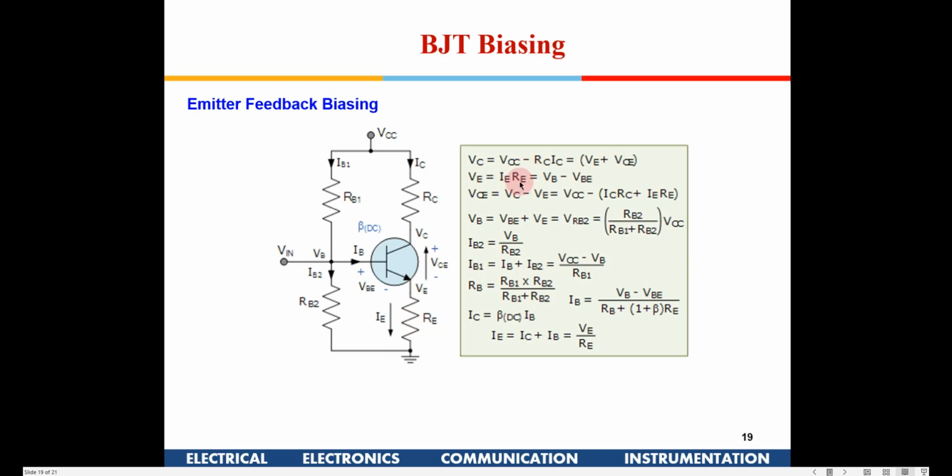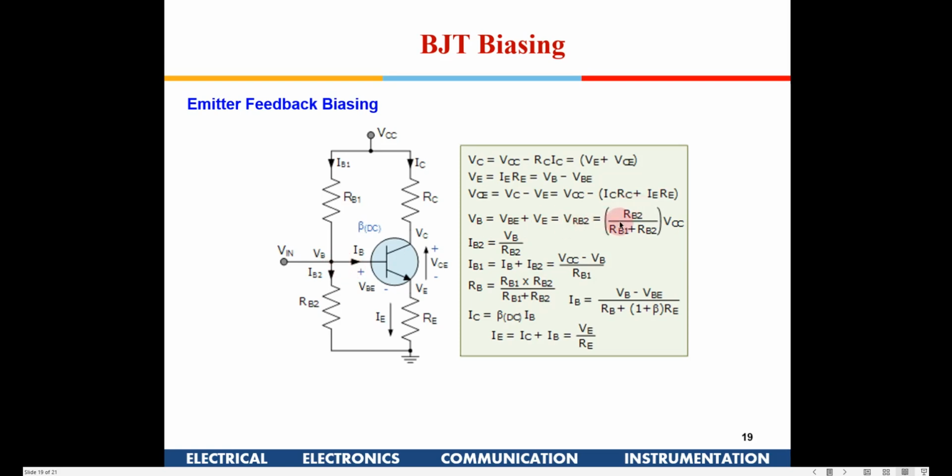So you need to remember this also. Now what is VB here? You have two resistors here and VCC here, so this acts like a potential divider. And then VBE is going to be VB minus VE, right? So this is how this equation is written here. VBE plus VE is VB.